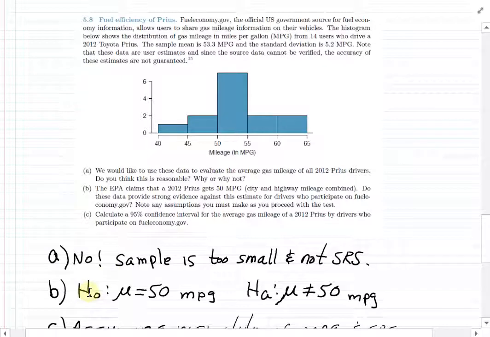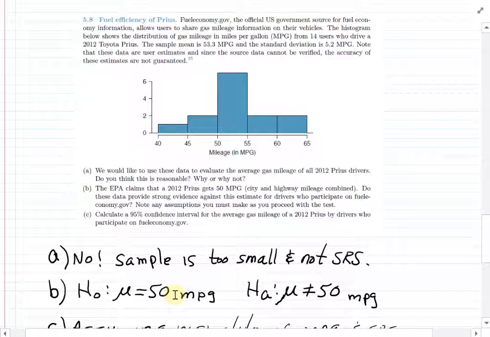I have the null hypothesis stating the average is 50 miles per gallon. And we want to do this because the question reads, do these data provide evidence against the estimate? The estimate of 2012, that's what the EPA claims. So that's going to be the null. That's the status quo. So the research hypothesis is going to say that the average is different from 50. And notice it's a two-sided alternative. It doesn't say more or less. It just says different from. And the sample mean was 53.3 up here. So it looks like the average is higher than what the EPA actually estimates.